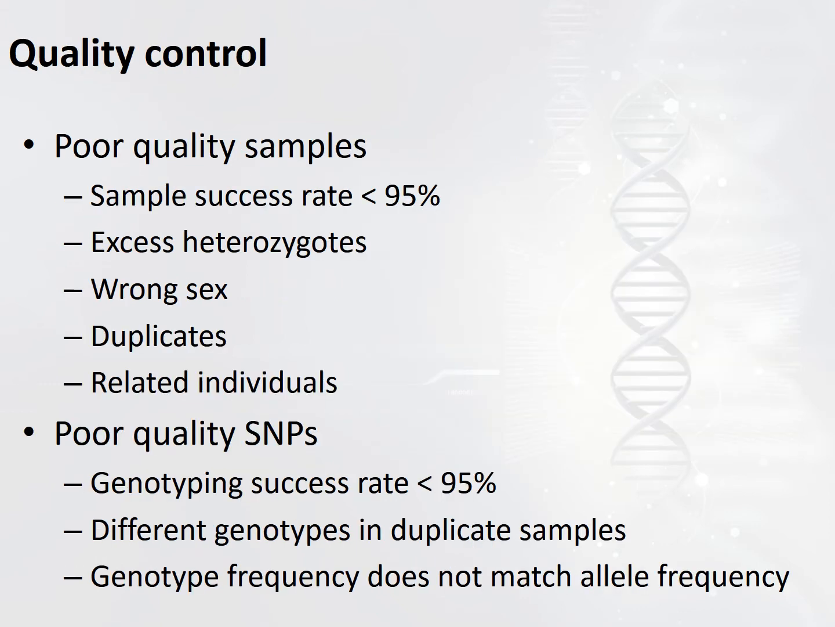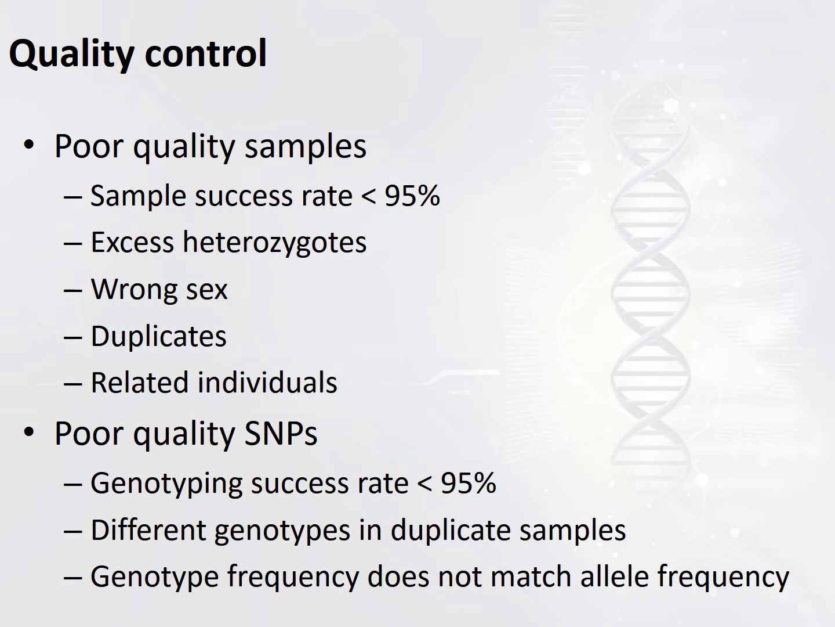So once the genotype data is generated, there are a few quality control measures that need to be taken into consideration before actually analyzing the data. There are two different strategies for quality control: one is eliminating poor quality samples, and the second is eliminating poor quality SNPs. Let's take a look at the first strategy. What are poor quality samples?